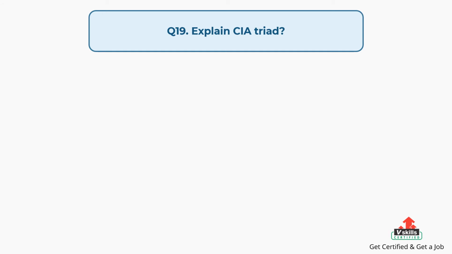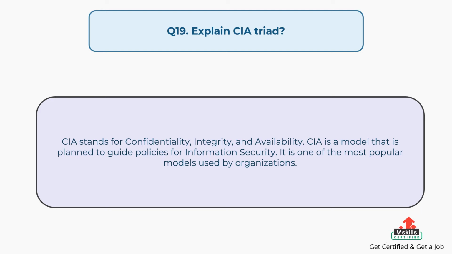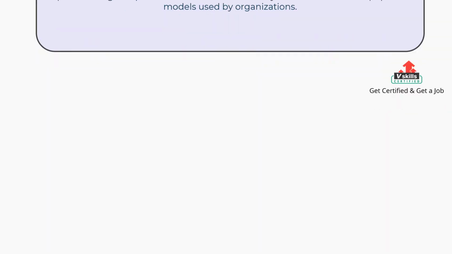Question number 19. Explain CIA triad? The answer is: CIA stands for confidentiality, integrity, and availability. CIA is a model that is planned to guide policies for information security. It is one of the most popular models used by organizations.